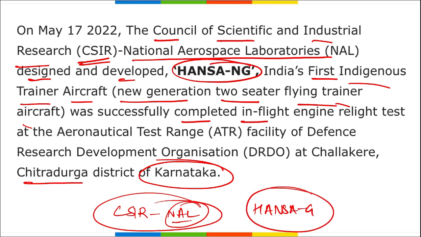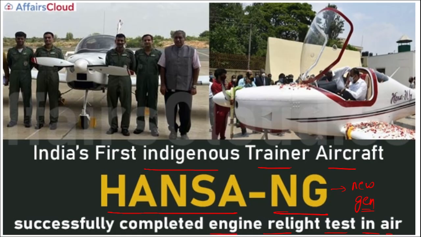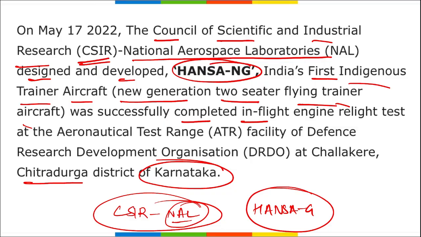Alright, a question will be asked that Hansa NG was developed by whom? It was developed by CSIR, and if in the options it is given as CSIR NAL, then go for the option with CSIR NAL. If you talk about the CSIR, where is the headquarter? The headquarter is in New Delhi.